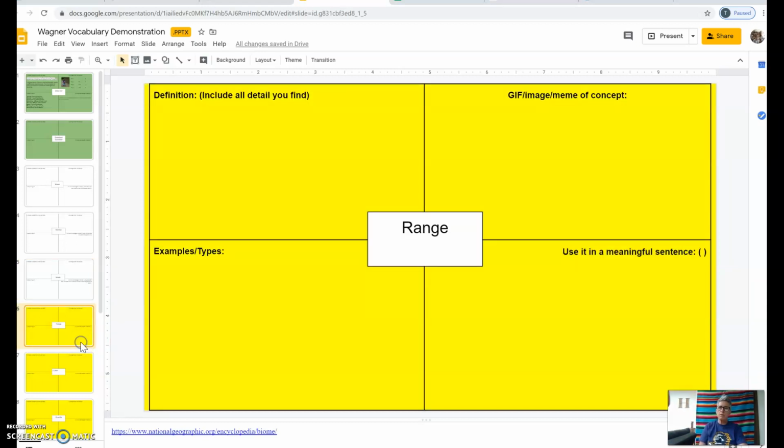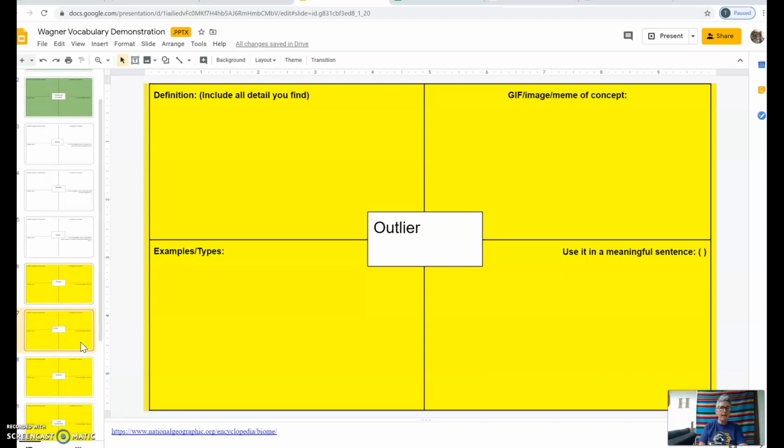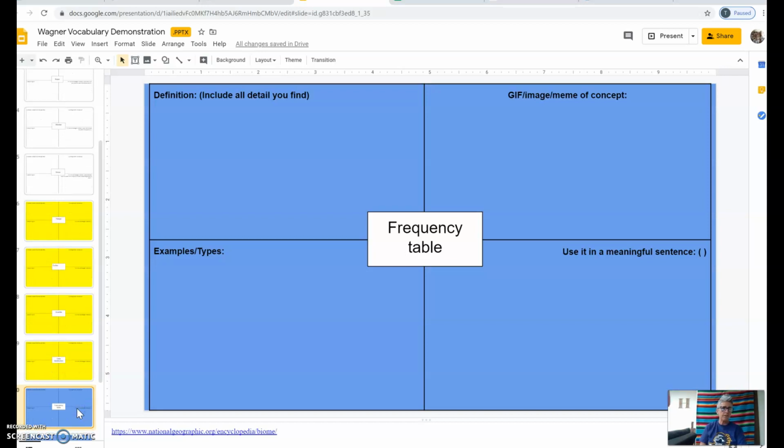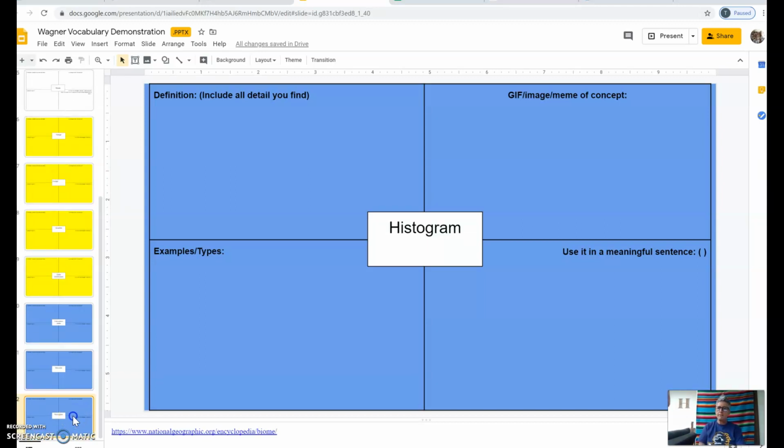And then your next words are in the yellow. So you have range, outlier, quartile, and data distribution. These yellow ones are grouped by meaning, I guess, by conceptual thought. There's a reason why I put the white ones together, the yellow ones together, and the blue ones together. And you'll see that as we get a little more sophisticated in our understanding of averages and statistical analysis. Then your blue ones, you'll do on a separate day or separate time. I'd like you to do frequency table, box plot, and histogram.